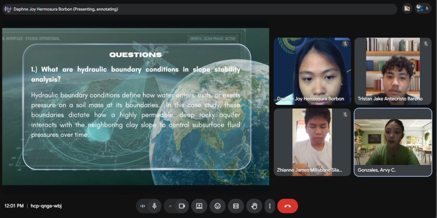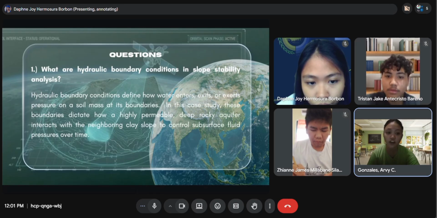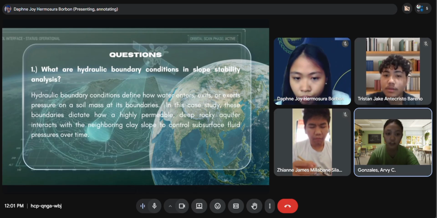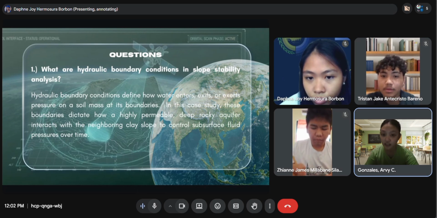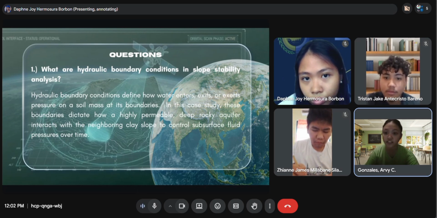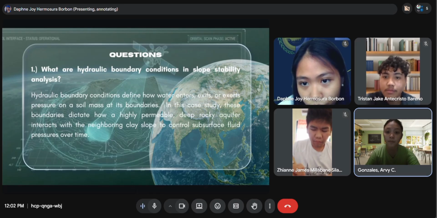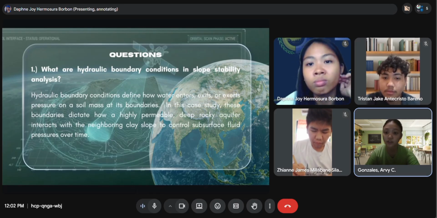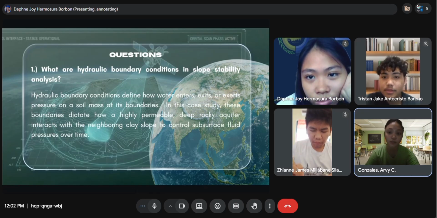So first is, what are hydraulic boundary conditions in slope stability analysis? Hydraulic boundary conditions define how water enters, exits, and exerts pressure on a soil mass at its boundaries. They include surface boundaries like rainfall infiltration and vegetation evaporation, alongside subsurface boundaries like the groundwater flow. In this case study, these boundaries dictate how a highly permeable deep rocky aquifer interacts with a neighboring clay slope to control the subsurface fluid pressure over time.